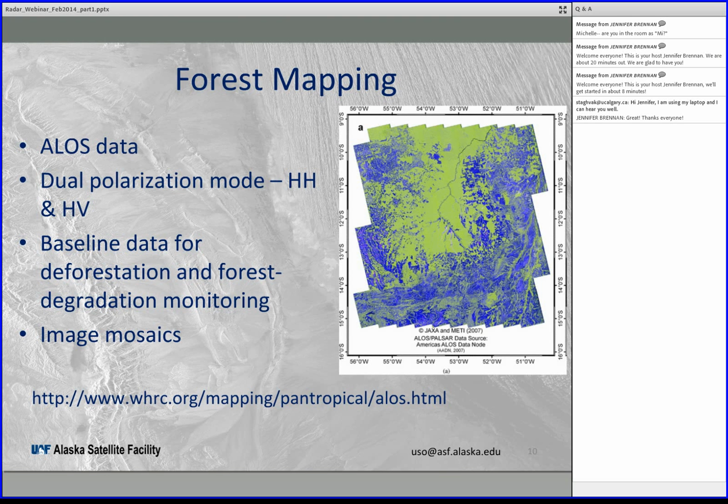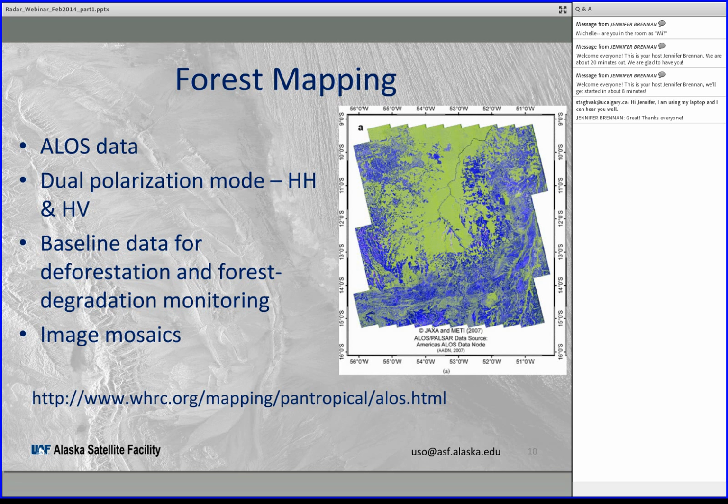Blue and magenta colors are generally found in non-forested areas, where the HH channel often exhibits a higher return from the surface than the HV channel. Now, this same data is being used to determine the suitability of radar data for land cover classification of the pan-tropical forest. These image mosaics are available as Google Earth files, which I will show you in a moment from the Woods Hole Research Center website.